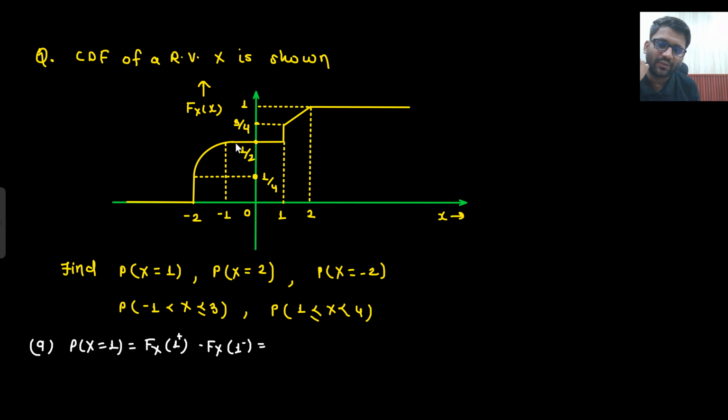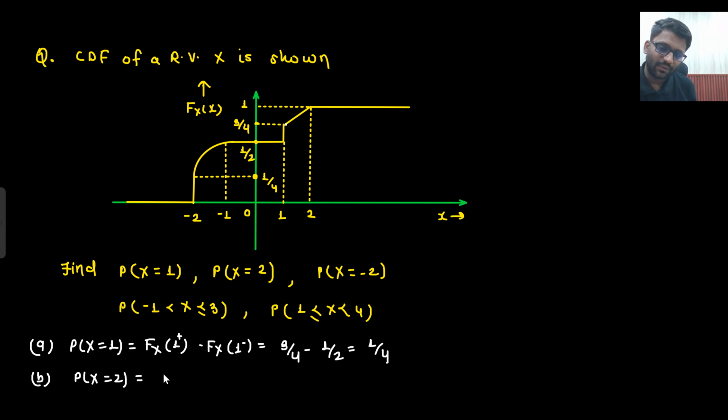So what is the value of Fx of 1 plus? Here it is 1 plus, the value is 3 by 4. And what is the value at 1 minus? The value is 1 by 2. So what are you getting? 3 by 4 minus 1 by 2, which is 1 by 4. 1 minus is 1 by 2. 1 plus is 3 by 4.